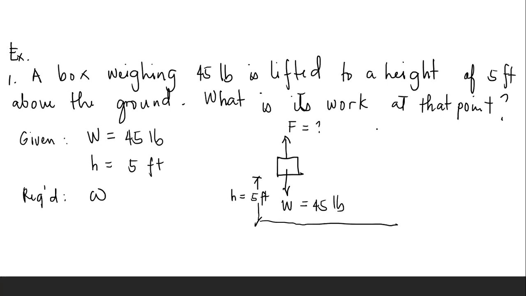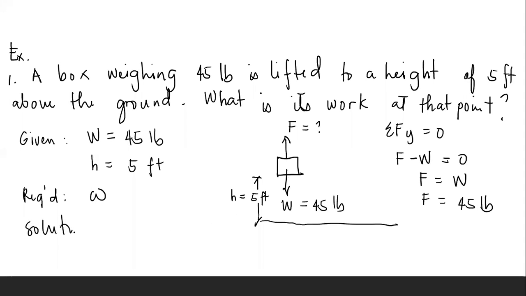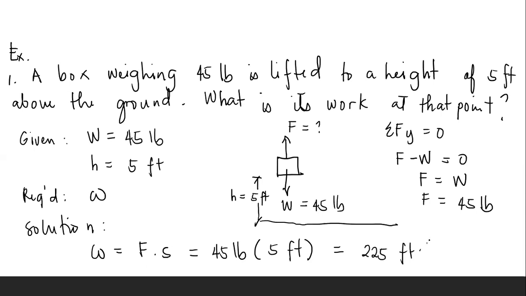With the height, summation of forces in y equal to 0, where F minus the weight is equal to 0. Force is equal to weight, where the force is also equal to 45 pounds. Okay, therefore, the work solution: the work is equal to F times S, which is the same as the height. Therefore, we have 45 pounds multiplied by 5 feet is equal to 225 foot-pounds.